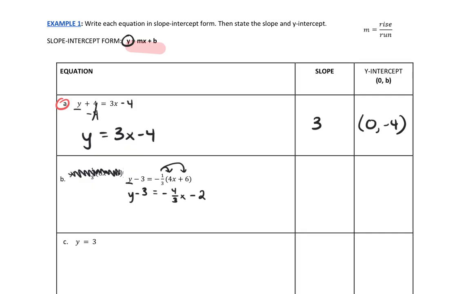Now I need to get y by itself. So I need to eliminate this 3. So I'm going to get rid of that. If I add 3 to the left side, I obviously have to add it to the right side. And I'm left with y equals -4 thirds x plus 1. My slope is -4 thirds, and my y-intercept is at 0, 1, right? Because my b value is 1.